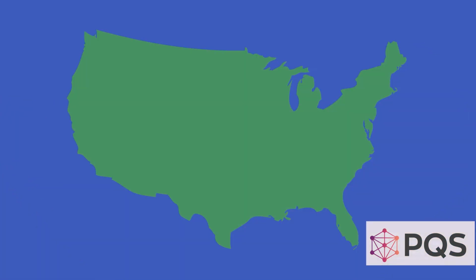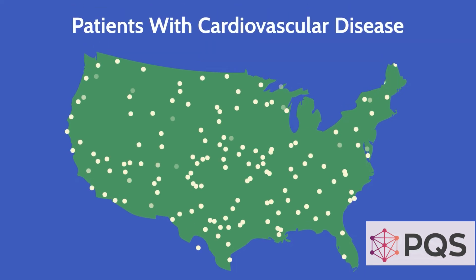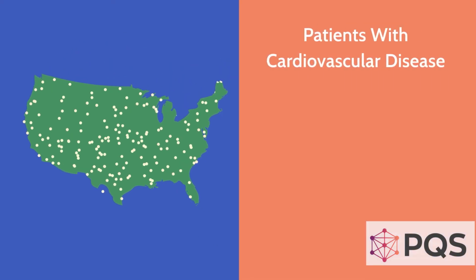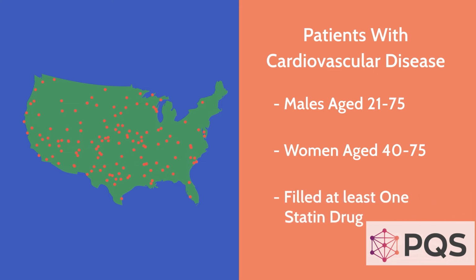Our next measure once again looks at the patients across the country, but this time we're searching for those who have a heart condition. For this measure, we're looking at males aged 21 to 75 and women aged 40 to 75 who have filled at least 1 statin prescription during the measurement period.